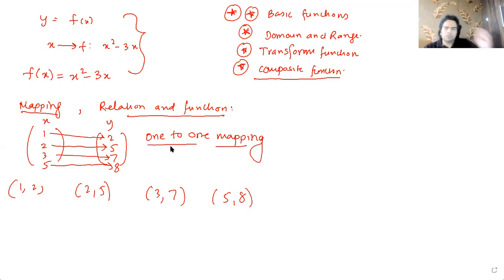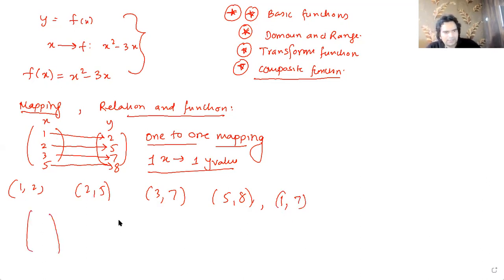Now, when you say one-to-one mapping, it simply means that for one x value, you have one y value. This is the meaning of a one-to-one function. Sometimes you might say, let's say I also have 1 and 7. So let me just rewrite it: 1, 2, 3, and 5, and 2, 5, 7, and 8.